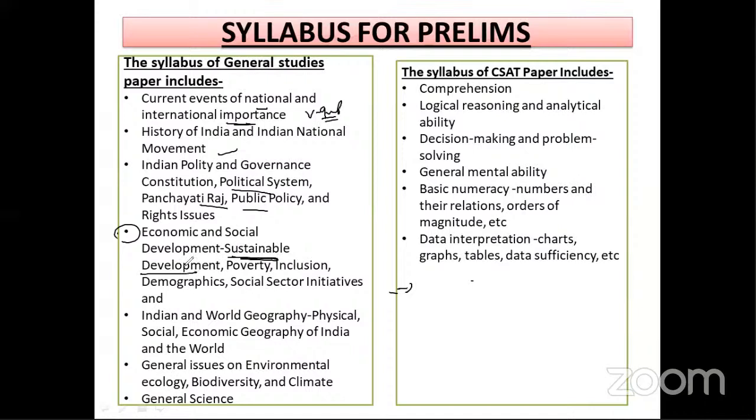Now whatever news is related to sustainable development will be important for the prelims exam, because the syllabus clearly mentions sustainable development, poverty, any government scheme related to poverty, or any international report that talks about the poverty level in India, inclusion, like financial inclusion or inclusive growth. Any government scheme that talks about inclusive growth or financial inclusion will be important for you.